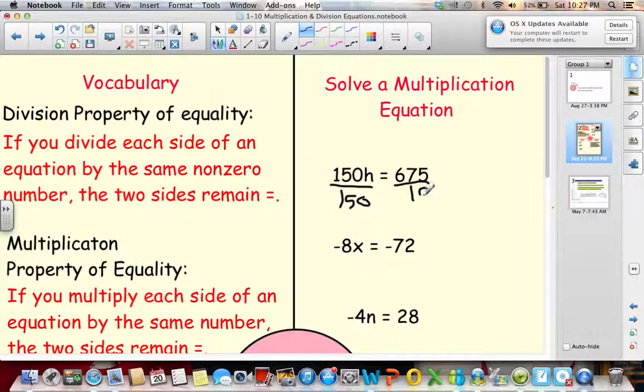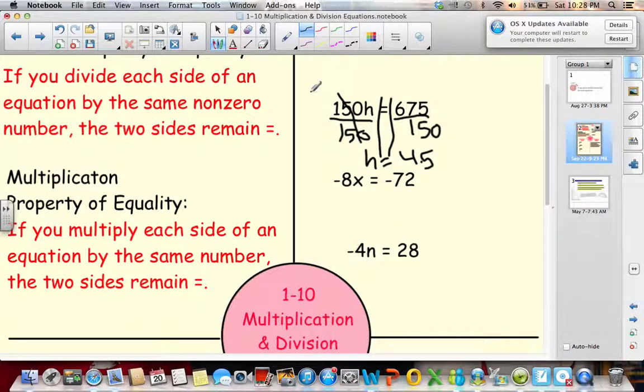Divide by 150. And we would also have our railroad tracks there. So 150 divided by 150 is 1, so that cancels each other out. I like to always cancel it out so I know that that's gone. And then all we're left with is h, because 1 times h equals h. 675 divided by 150 is 4.5. So we have h equals 4.5.